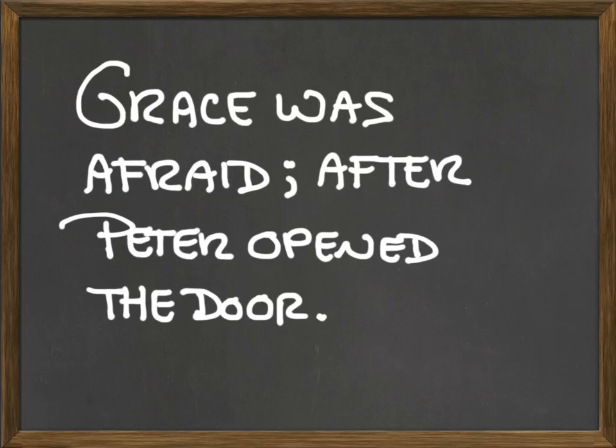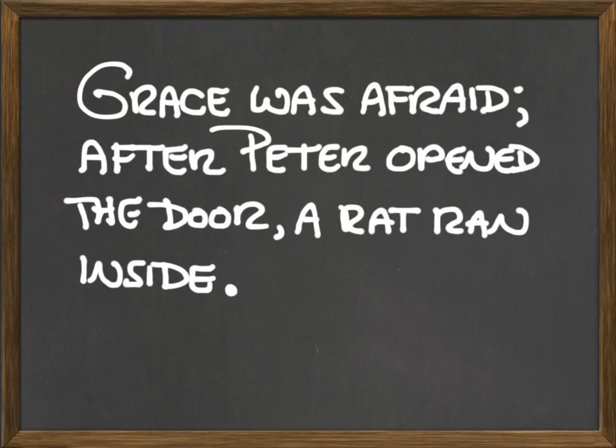Often when I mark this on paper, students, when they correct it, just switch the two clauses around. Grace was afraid; after Peter opened the door. But here you have the exact same problem. What comes after the semicolon is the same dependent clause. It cannot stand alone. So how do we fix it? Well, we have to add something to the clause after Peter opened the door. So here we have Grace was afraid; after Peter opened the door, a rat ran inside. Both of these now are independent clauses. They can stand on their own as a sentence. Therefore, this is correct.